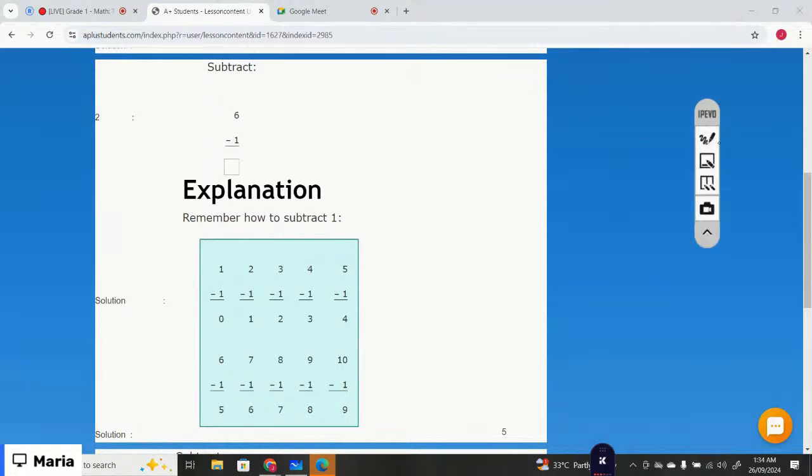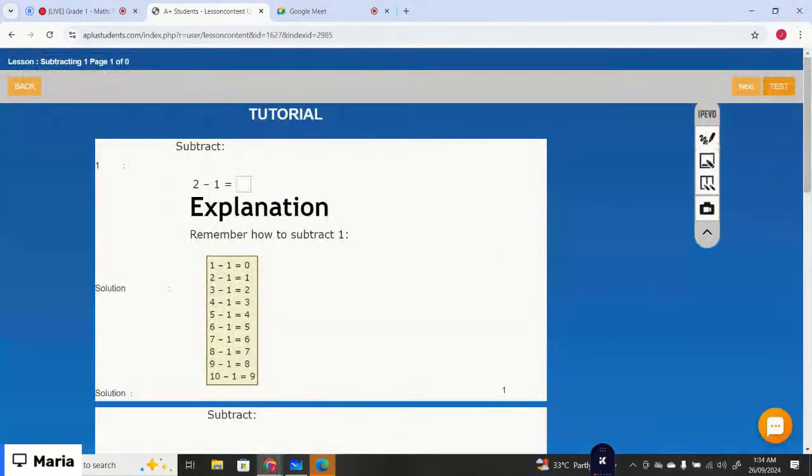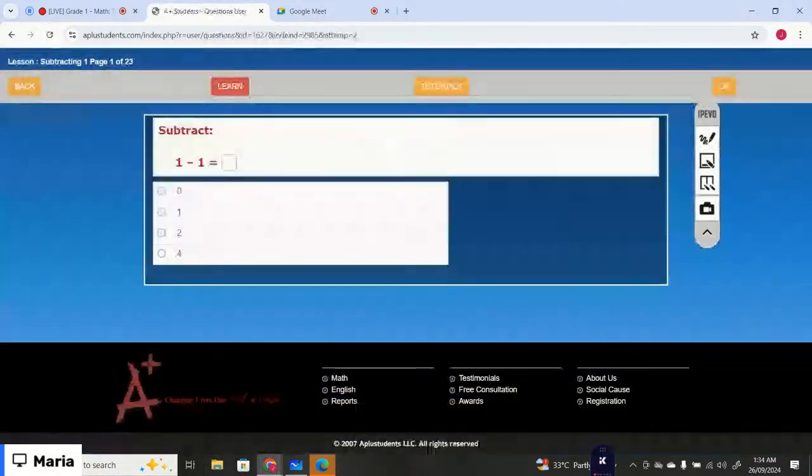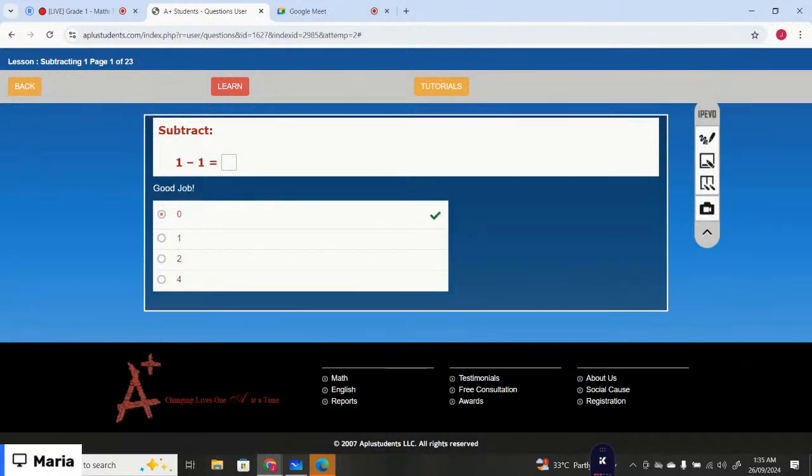Okay, let's just start with the test questions. 1 take away 1, which is the correct option? Subtracting a number from itself always makes a 0, whatever number it is. When you are subtracting from itself, the answer is 0. 1 take away 1 is 0. Option number 1 is the correct option.